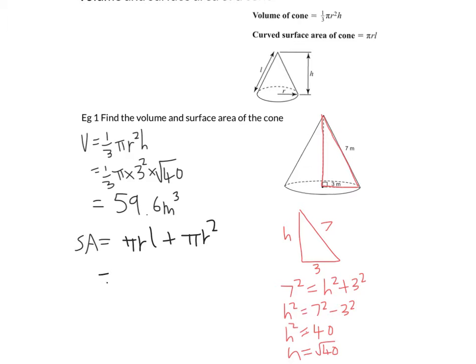And then we put in the values. So pi times the radius, which in this question is 3. l represents the slant height. In this case, that's the hypotenuse, that's the 7. Plus pi times, again, 3 squared. And that gives you 30 pi, or to 3 significant figures, 94.2, and that's the surface area, so that would be in meters squared.